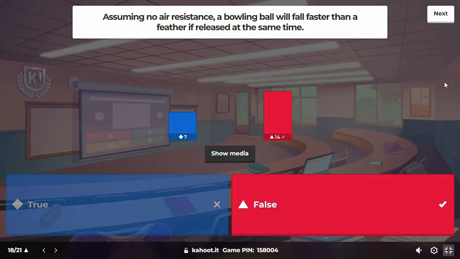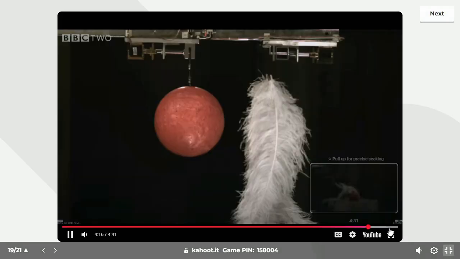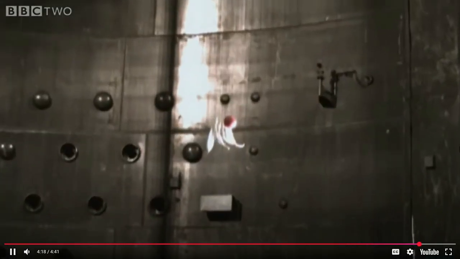Yeah, so that's going to be false. The reason the feather falls faster, or you think it would fall faster, is actually because of air resistance. So even though the bowling ball is much heavier than the feather, if you can get rid of the air resistance, they actually fall at the same rate. And here's a demonstration of that.